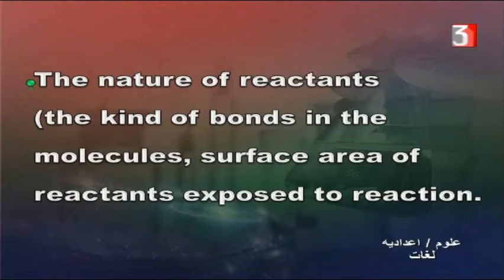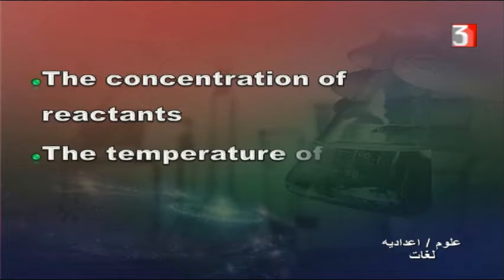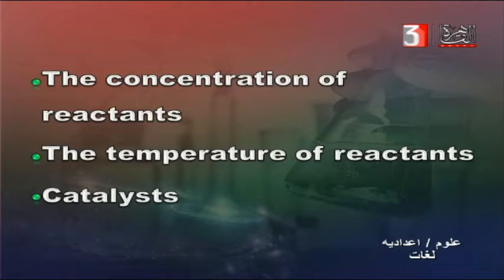We studied the kind of bond. There are two kinds of bond, ionic bond and covalent bond. How can the kind of bond affect the chemical reaction speed? Let's see. The concentration of reactant is the second factor affecting chemical reaction speed. The third factor is the temperature of reactant, and the last one is catalyst.